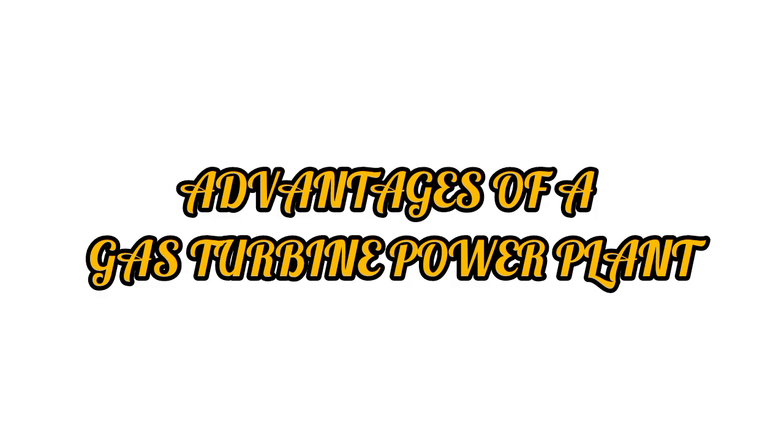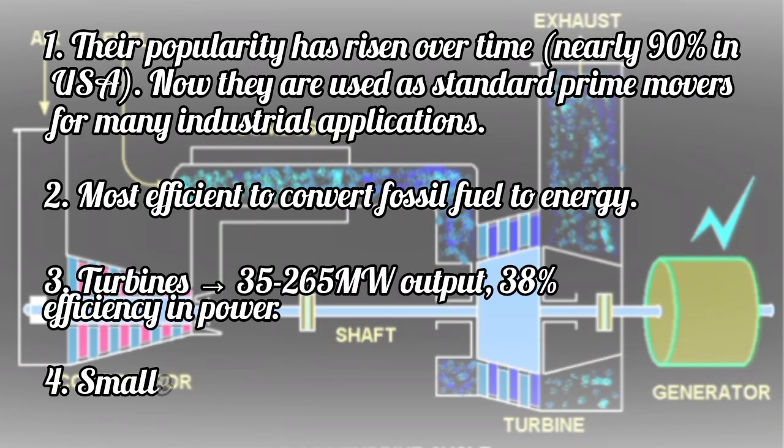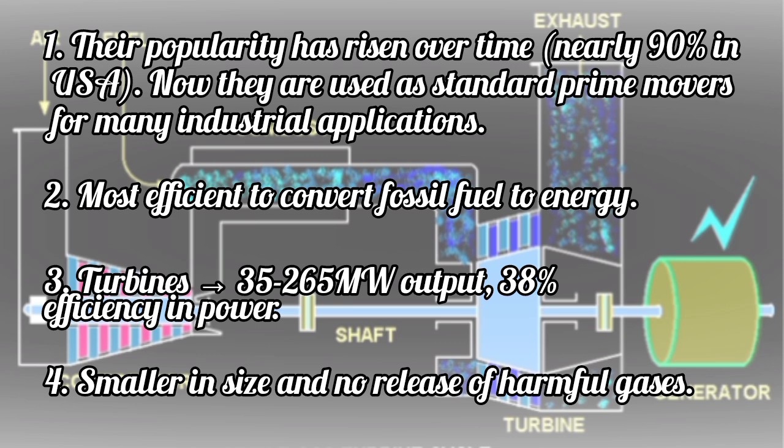Advantages of a gas turbine power plant. 1. Their popularity has risen over time, nearly 90% in USA. Now they are used as standard prime movers for many industrial applications. 2. Most efficient to convert fossil fuel to energy. 3. Turbines 35 to 265 megawatts output, 38% efficiency in power. 4. Smaller in size and no release of harmful gases.